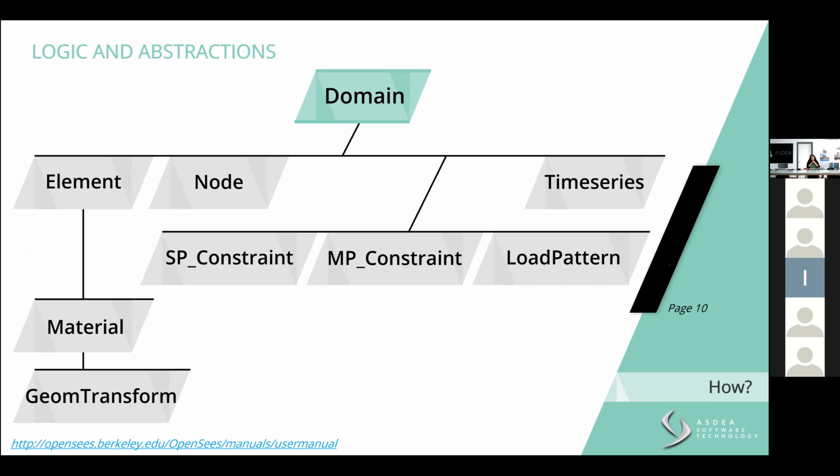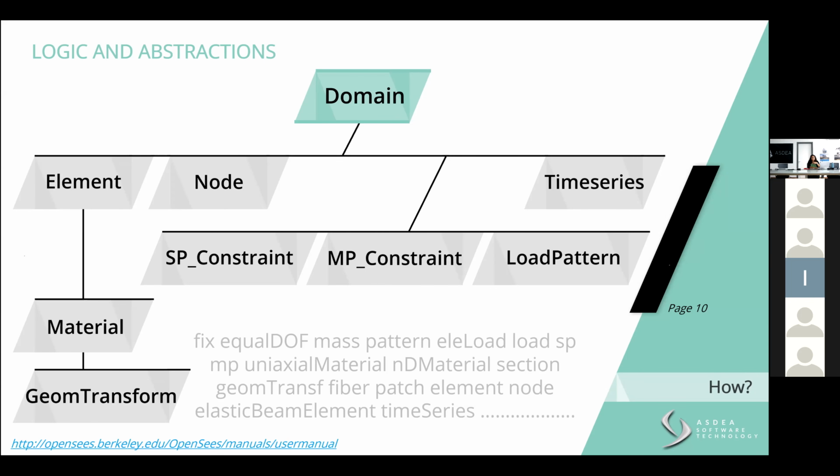In the domain, you find elements, materials, geometric transformation, everything that describes your geometry, nodes, of course, and everything that describes your kinematic constraints and your boundary conditions. So single point constraint, multiple constraints, load patterns, time series. Time series are the things that define the time against the load factors and patterns that you are applying in the simulation. So all of these add up to a ton of things, a lot of names and codes, and these are things that for sure you're gonna get, of course.